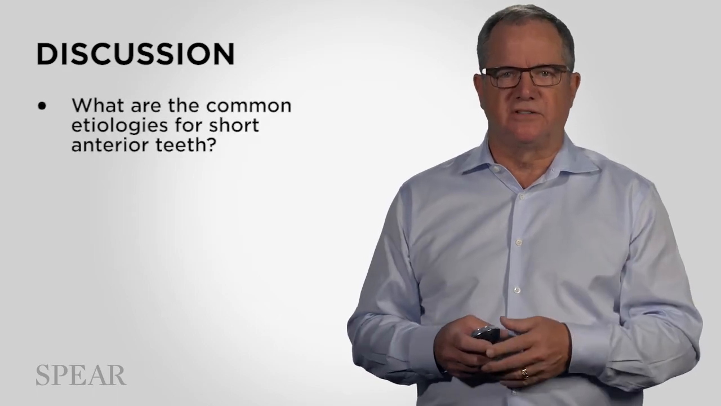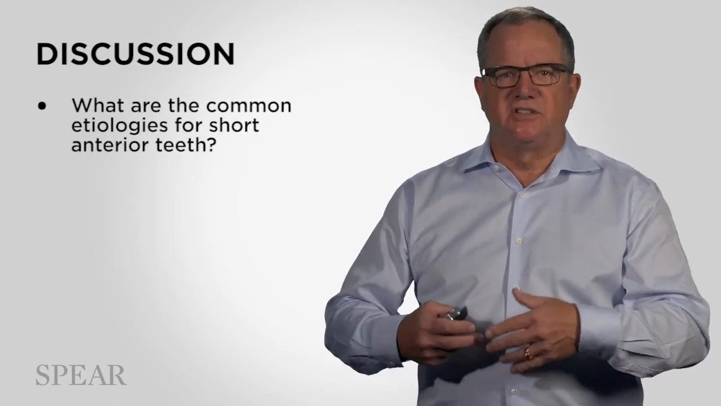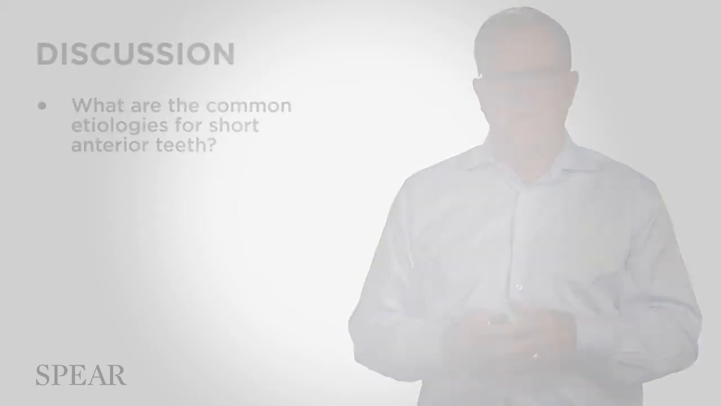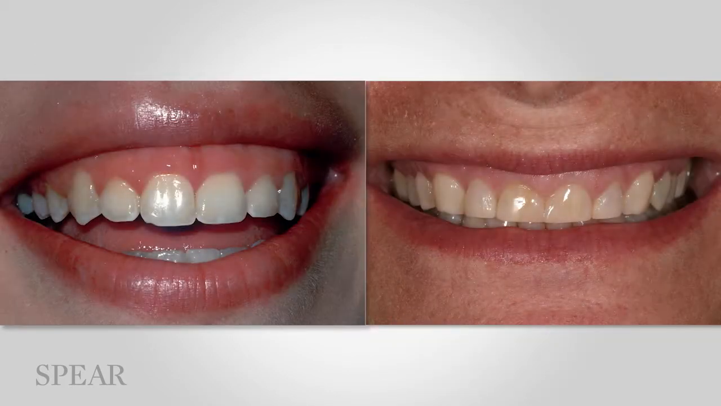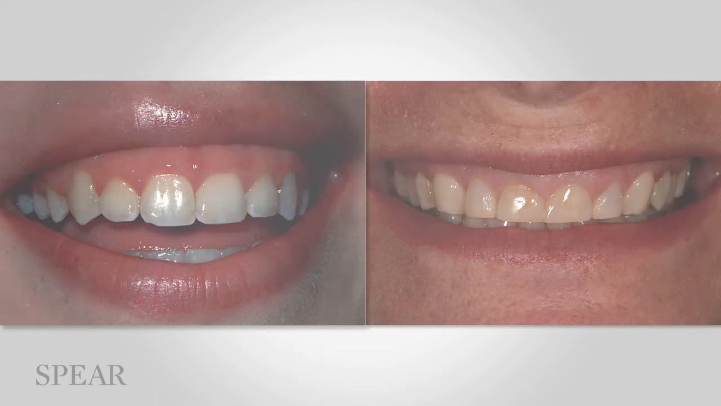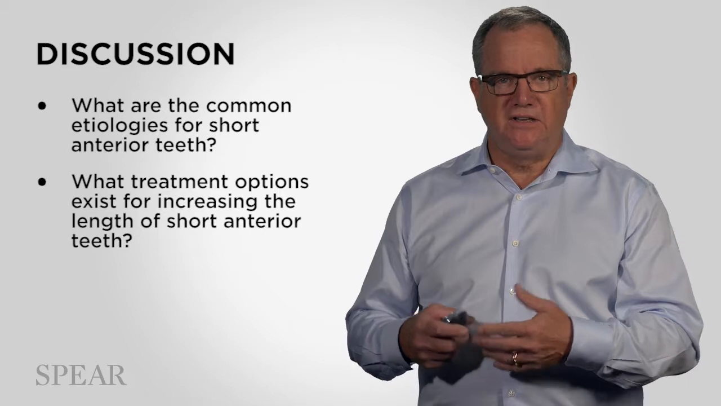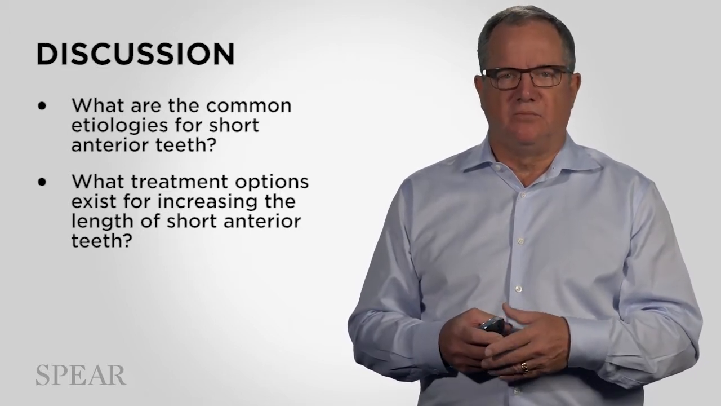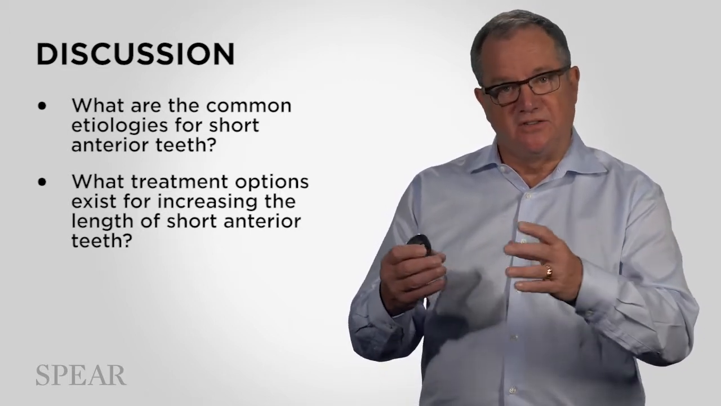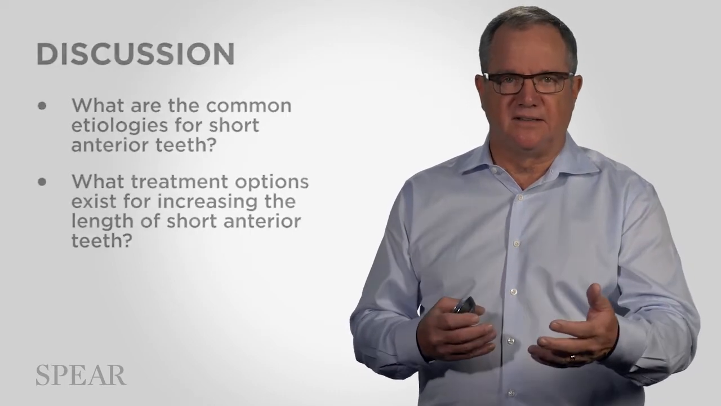So for your first discussion, what I'd really like you to do is, as a group, talk about what causes short anterior teeth. What are the etiologies that produce a tooth shorter than normal? In the images you see on the screen, we have 2 patients that have short anterior teeth. They happen to have very different etiologies. I'd also like you to discuss, if you were going to lengthen those teeth, what are the options for increasing anterior tooth length? Whenever we think of somebody having a smile with teeth that are too short, obviously we're going to want to lengthen the teeth.